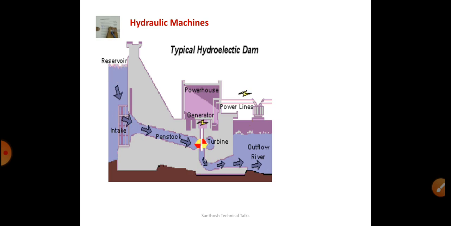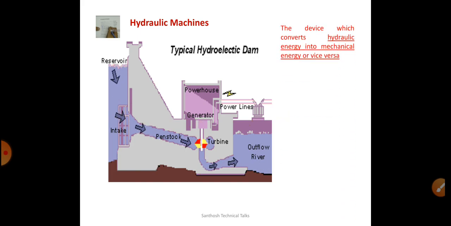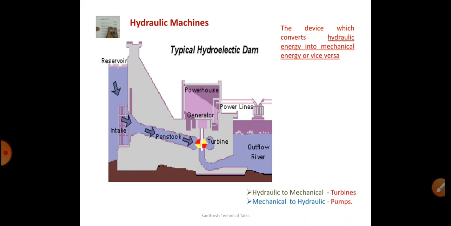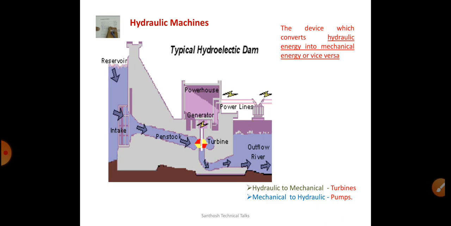First, we would like to know what is meant by hydraulic machines. Generally, a hydraulic machine is a device which converts hydraulic energy into mechanical energy or mechanical energy into hydraulic energy, vice versa. Hydraulic energy to mechanical energy is converted by means of a turbine, whereas mechanical energy into hydraulic energy is converted by means of a pump.